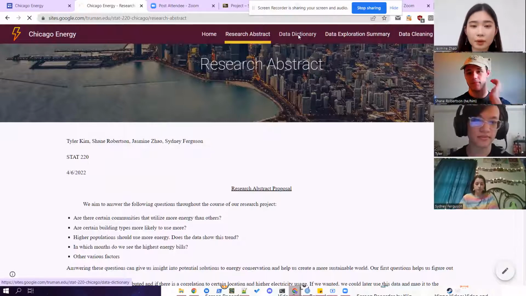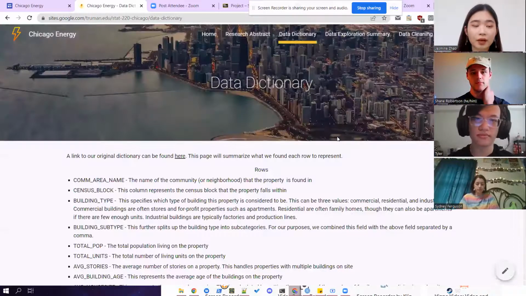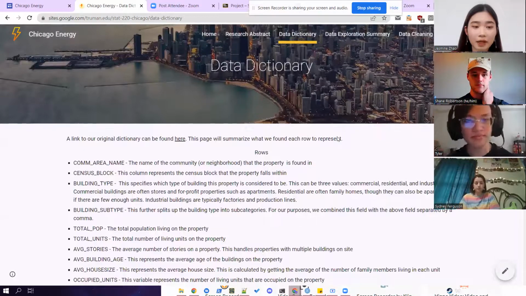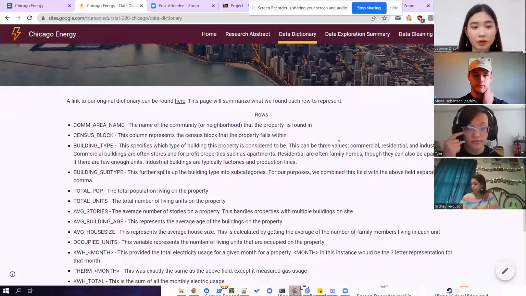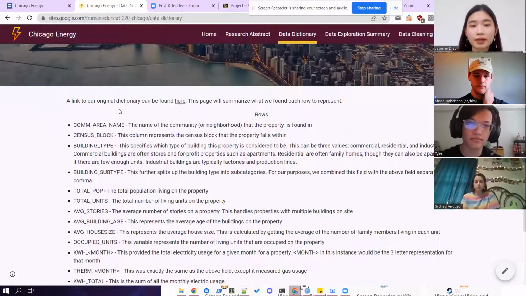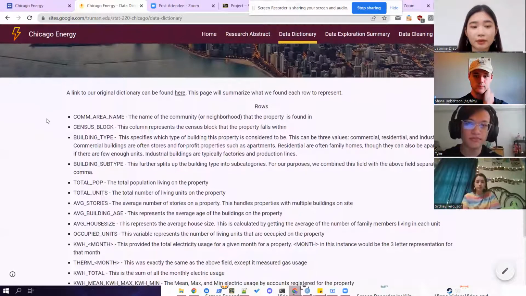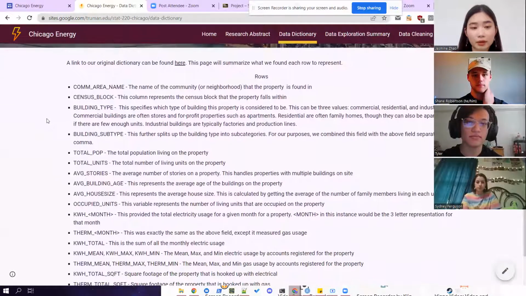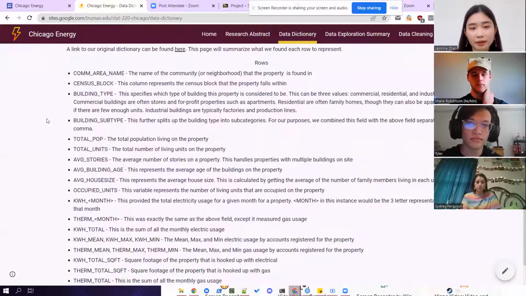Yeah, and the next part is the data dictionary. As you can see at the top of this page, you can find the link to the original dictionaries that we found. The variable names we used in the code are in letters, and I'm going to explain what they mean. First of all, you can see the community area names. This is the name of the community that the property is in. And the census block represents the census block that the property falls within.